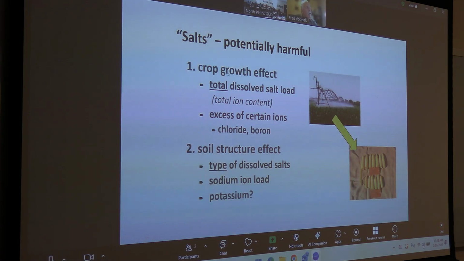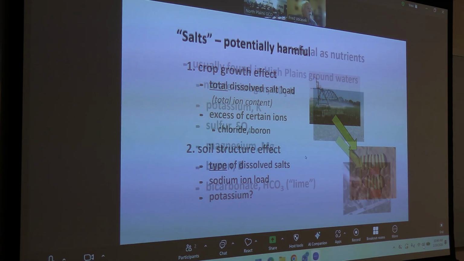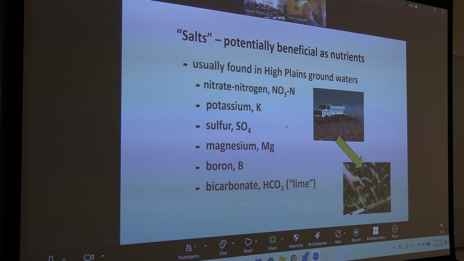Potentially harmful effect, the effect on crop growth, not only the total salt load, but the kind of salt that's in there can have an impact. And there's an effect on the soil structure. It's a type of dissolved salt, primarily sodium in the salt. Potassium may have an effect, and I'll take a look at that later. But the other effect is they may be beneficial. These are nutrients. And if we look in our High Plains groundwater, sometimes we have nitrate, hopefully not a lot. We can find potassium, sulfur, magnesium, boron, and bicarbonate or lime. And these are fertilizer nutrients and can be used as that.